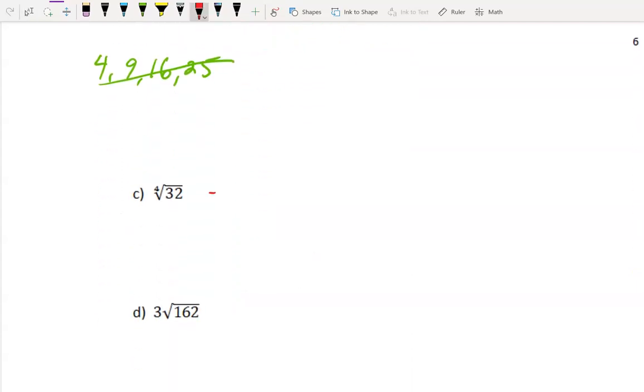The fourth root of 32, we're looking for a fourth root that is a factor. So what are the fourth roots? 2 to the power of 4, 16. That one looks, there it is right there. Fourth root is 2. The fourth root of 2 we can't do anything with.